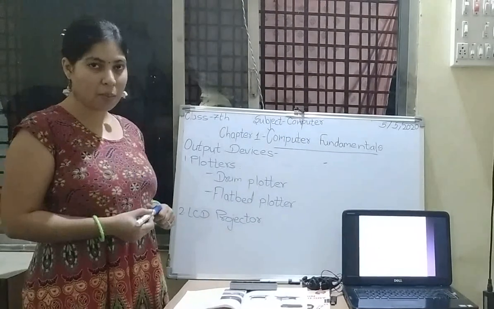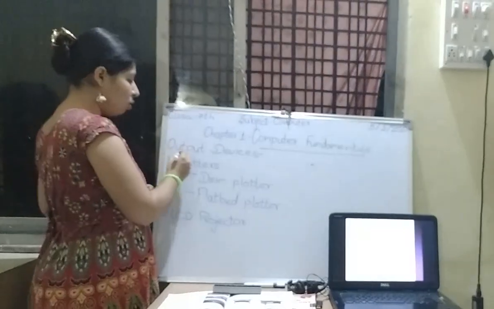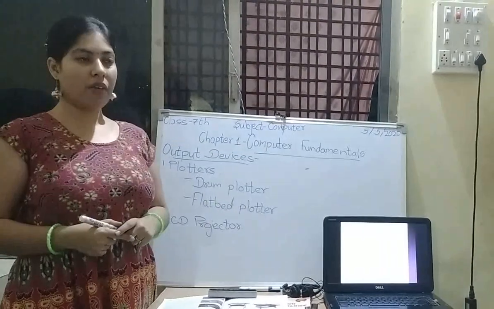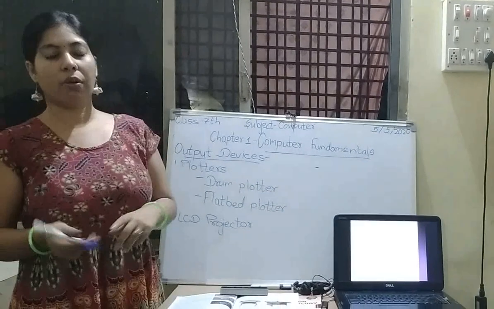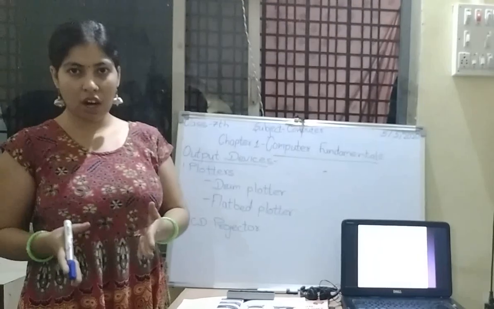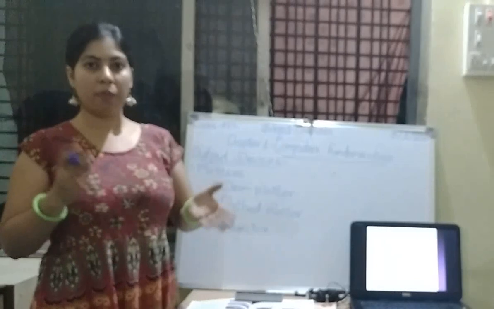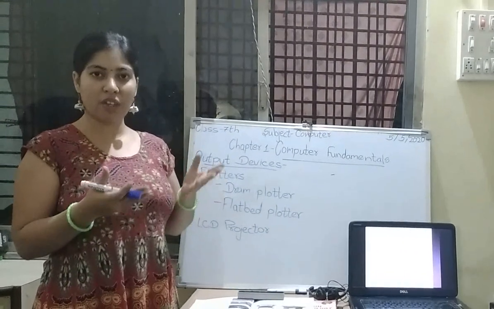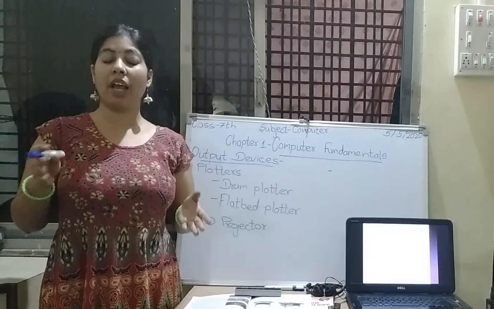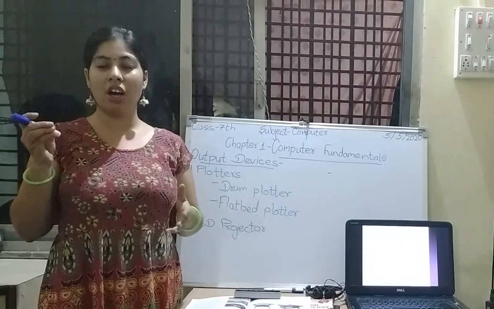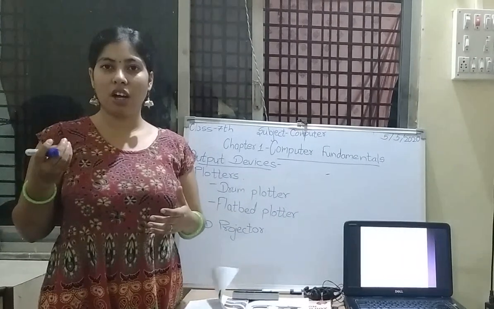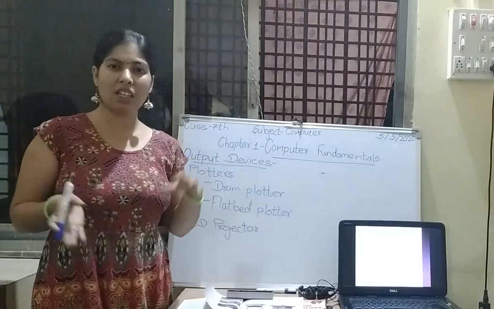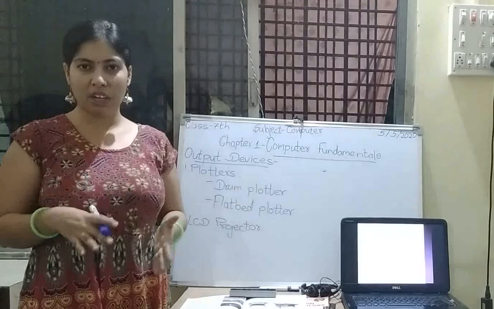Now the next point of the chapter is the output devices. Basic output devices we all know, like monitor and printer. Monitor displays output, printer produces a hard copy of the file. Then headphone gives us the sound in the form of output. So these are the basic types of output devices.